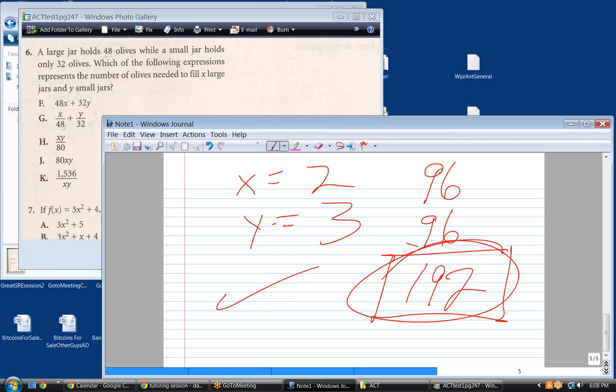So picking numbers, you don't even need to be able to make the connection that you made. In other words, you made it immediately. The moment I picked X is 2 and Y is 3, you knew it was F, because you were doing the mental math. You were doing X times 48. Ah, that's F.